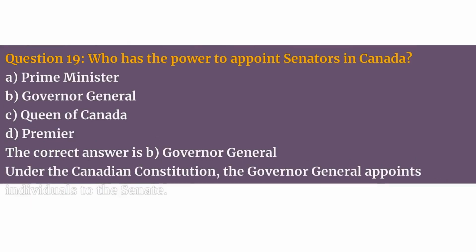Question 19. Who has the power to appoint senators in Canada? A. Prime Minister, B. Governor-General, C. Queen of Canada, D. Premier. The correct answer is B. Governor-General. Under the Canadian Constitution, the Governor-General appoints individuals to the Senate.